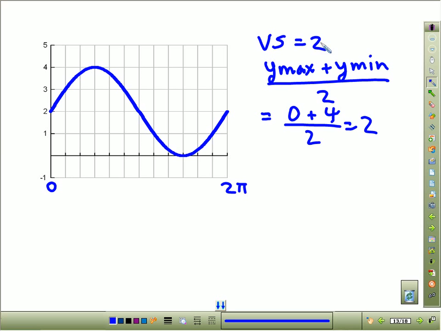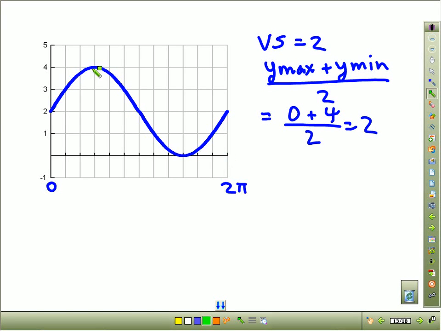Now, what else can you determine from looking at this right away? The period. What is the period? It's 2 pi, right? Because it starts at 0 and goes to 2 pi. So in other words, this graph hadn't been compressed or stretched out at all. It looks like a sine graph that just starts at 0 and ends at 2 pi. So it hadn't been stretched horizontally or compressed horizontally.